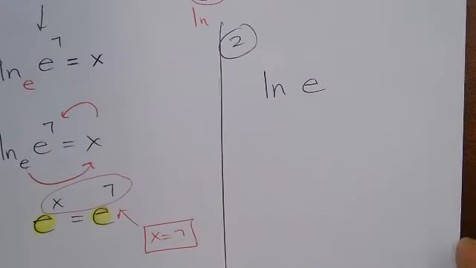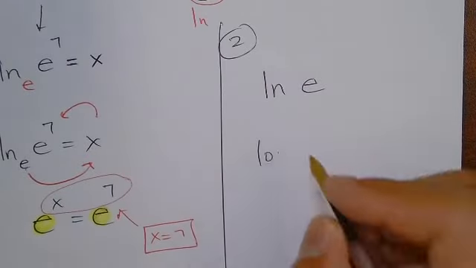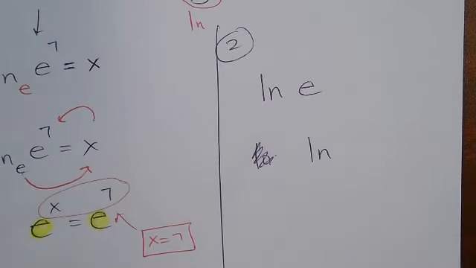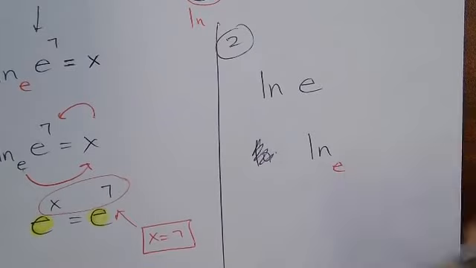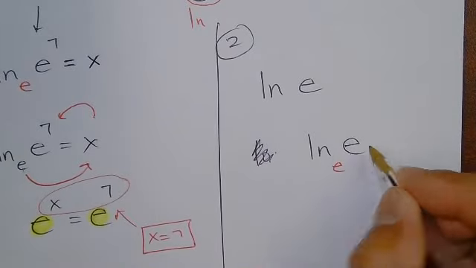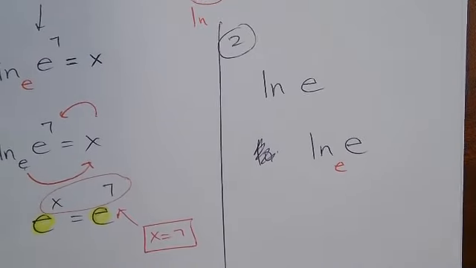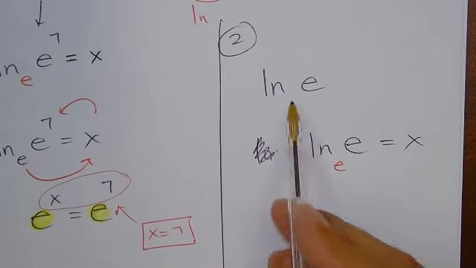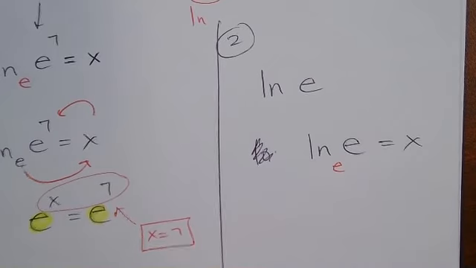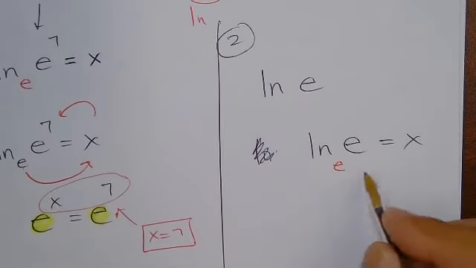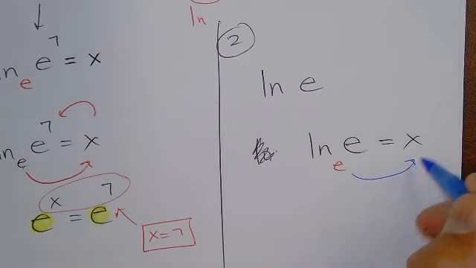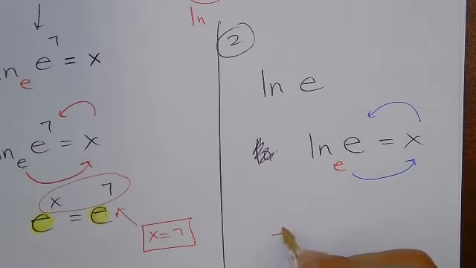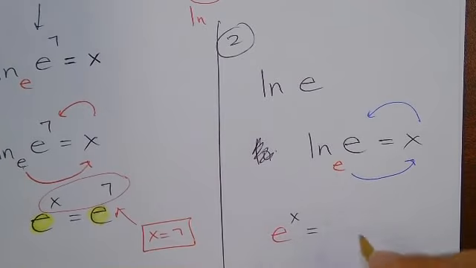Number 2. What if I have ln of just e? That would be ln. The base for a natural logarithm is always a little e down there. And then you'll probably see an e there, which makes it easy. And you're supposed to put equals x. Remember that? I'm going to add the base, and I'm going to add equals x. And what's the answer for ln of e? Well, change it to exponential form, and you'll know the answer.